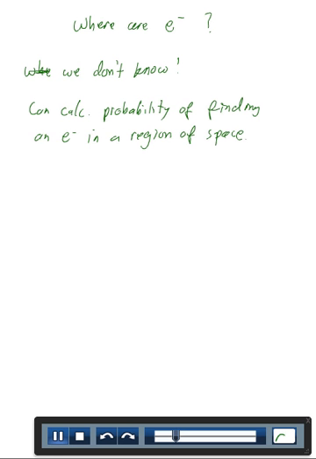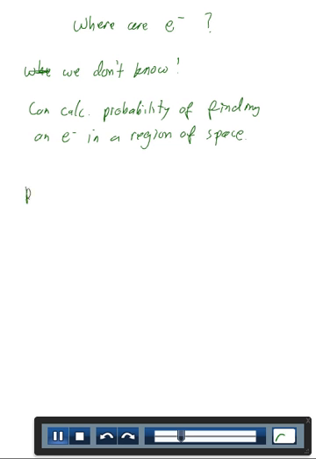Classical mechanics has precise trajectories. We can throw a baseball. If we know the forces on the baseball, we can calculate exactly where it's going to be at any time. For subatomic particles, we don't know where they are. We can only calculate probabilities of them passing through or being in a certain region of space, as a consequence of their wave-particle duality.